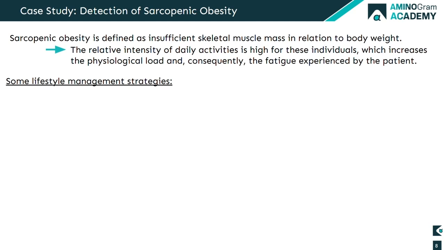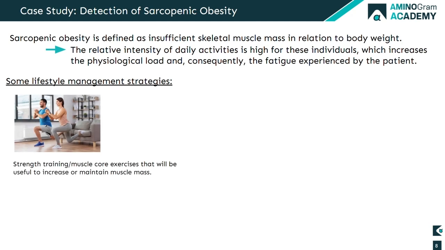And why is this person in sarcopenic obesity? It's because their skeletal muscle mass is insufficient in relation to their body weight. And so at that point, the intensity of daily life activities will be high for this person, which will increase the physiological load and thus the patient's fatigue over time. This means that you really have to think that for this person, for example, walking is the same physiological intensity as if you were jogging, and so it will create much, much more fatigue.